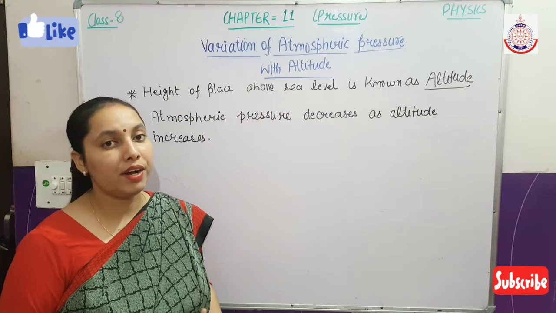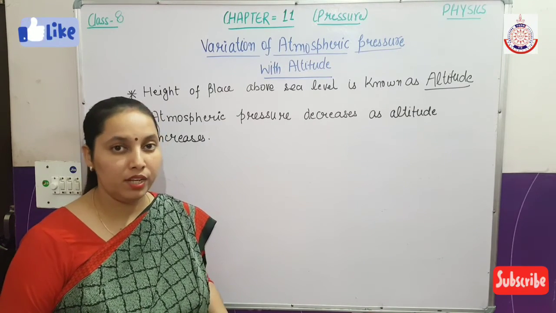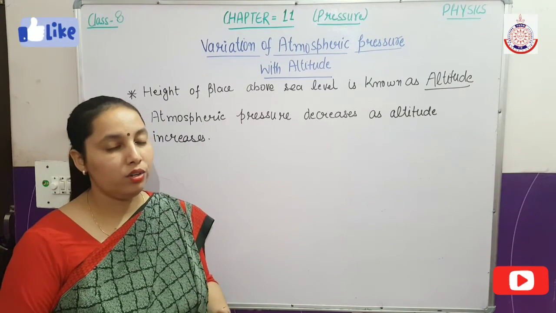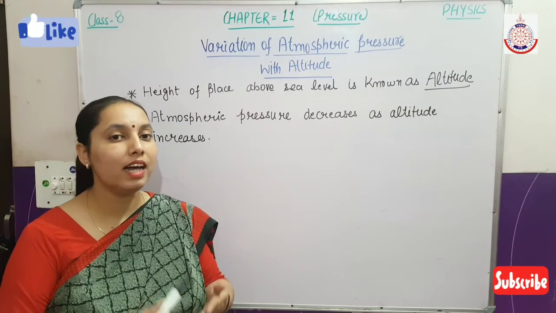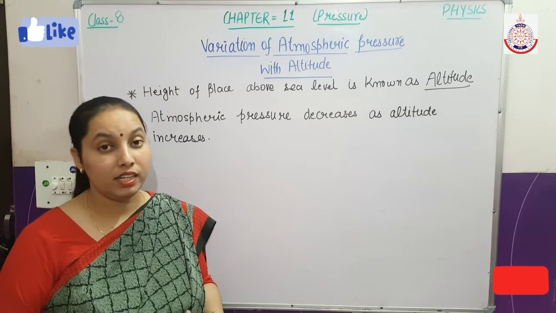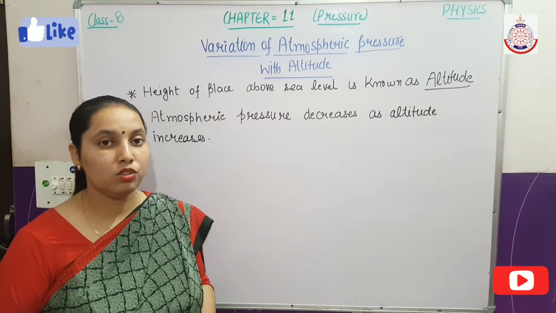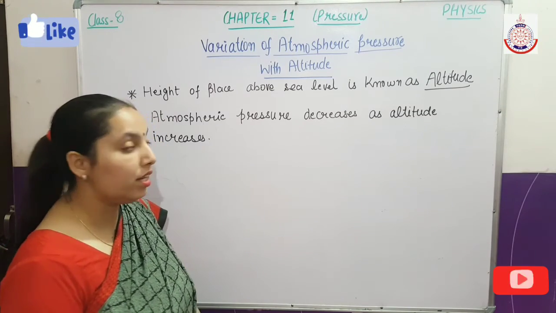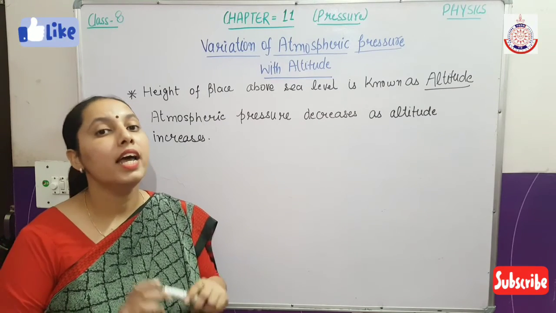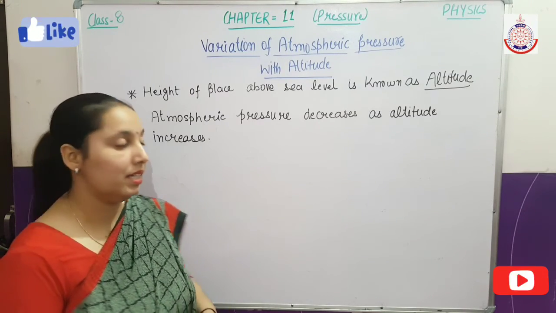Now, what is the effect of altitude on the atmospheric pressure? With increase in altitude, or you can say with increase in height above the sea level, the atmospheric pressure decreases. Why is it so? Atmospheric pressure is the pressure exerted by the air present above it.